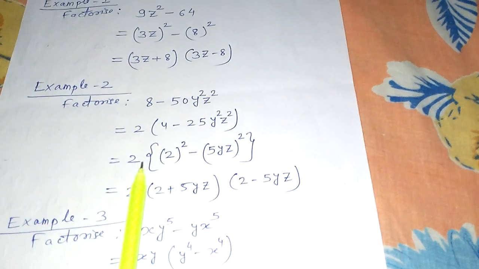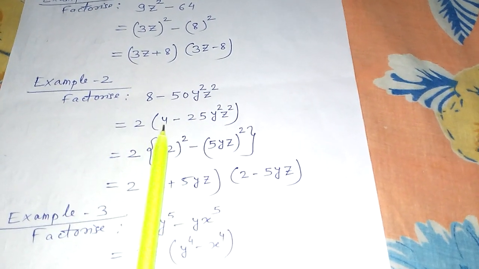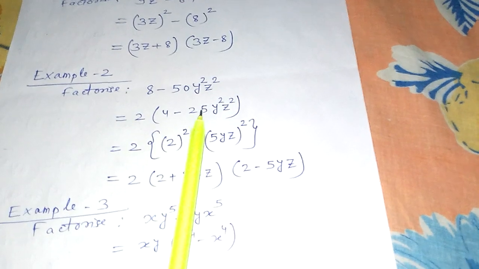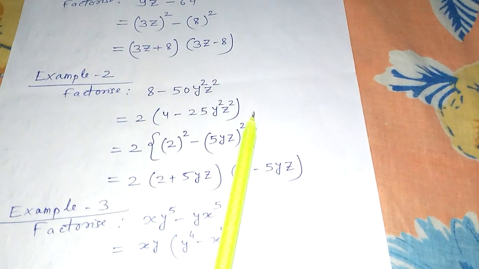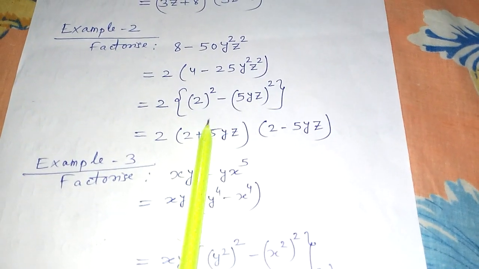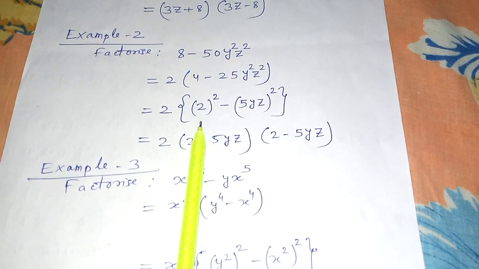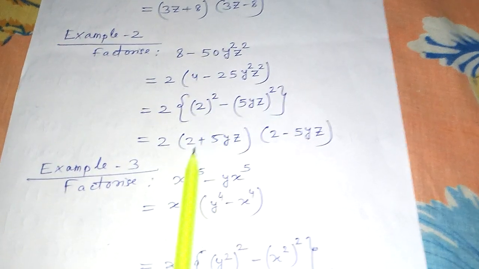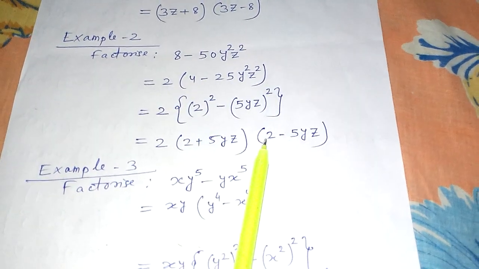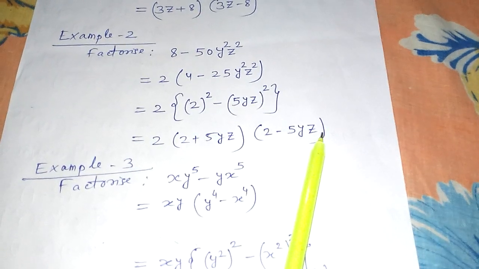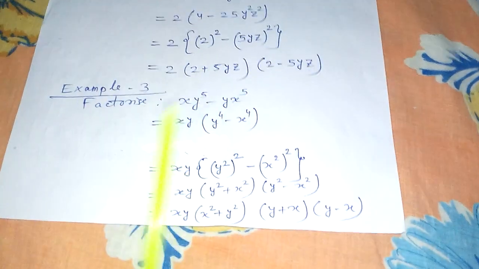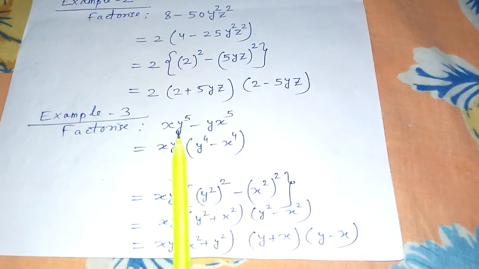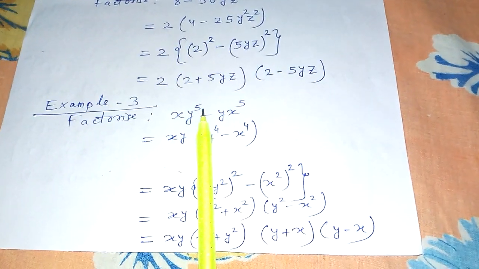So here the second bracket comes into existence, and 4 becomes 2 whole square and 25y square z square becomes (5yz) whole square, and finally again this is a and this is b. So a plus b into a minus b means (2 plus 5yz) into (2 minus 5yz), and 2 as usual is outside.